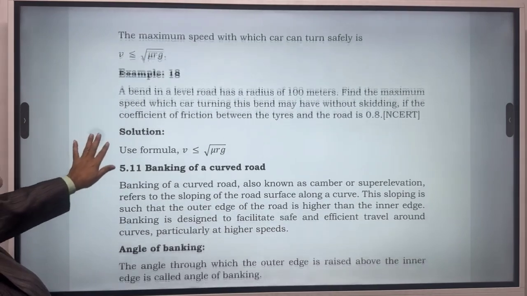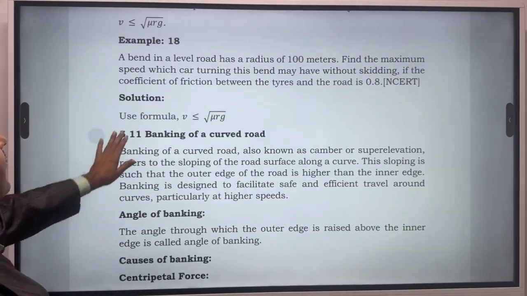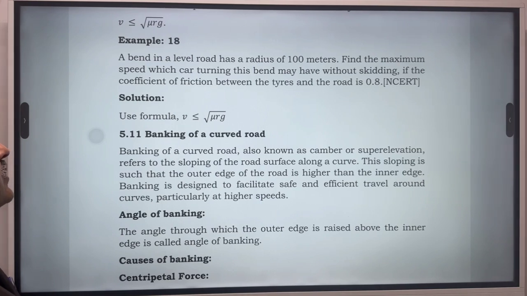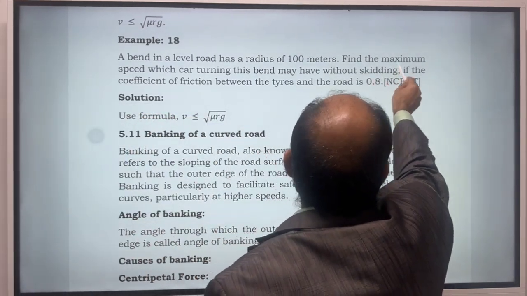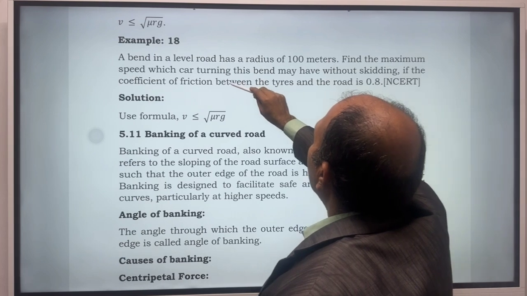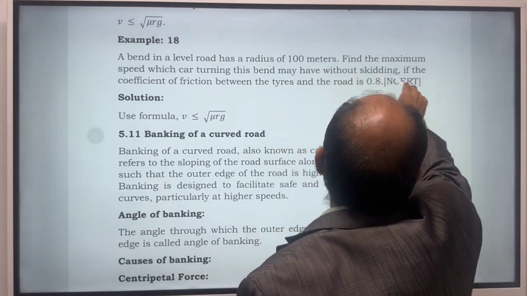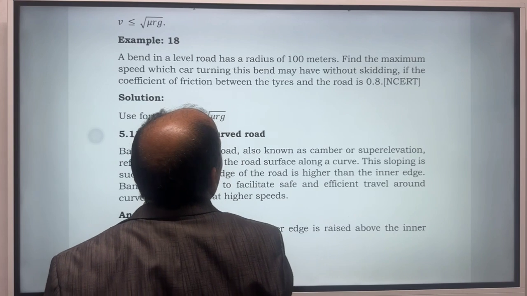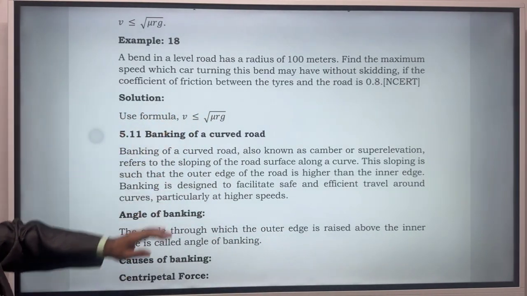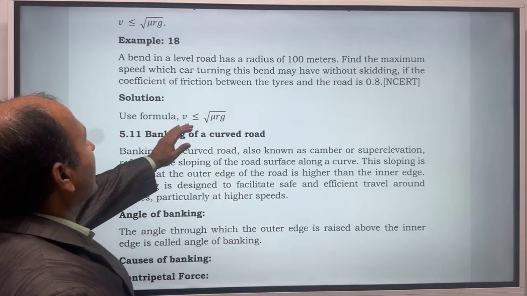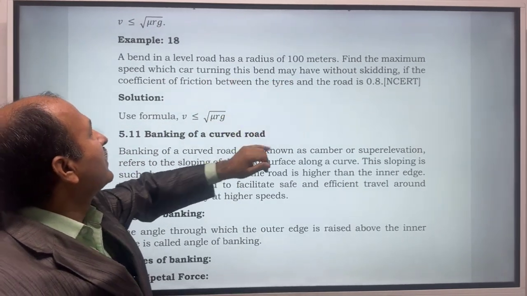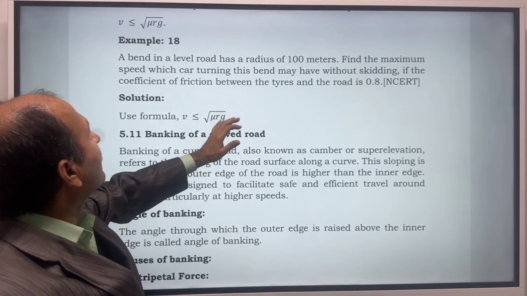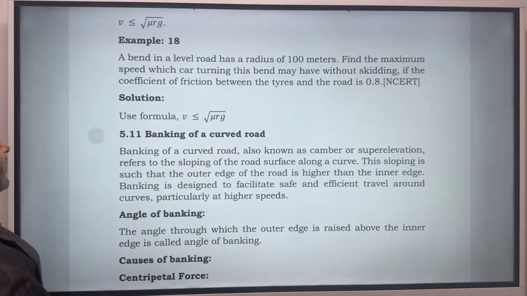So let's see one question. The question says a bend in a level road has a radius of 100 meter. Find the maximum speed with which a car turning this bend may have without skidding. You have to find out the maximum speed that the car can take, and it can take the turn without skidding if the coefficient of friction between the tires and the road is 0.8. So here you have to apply this formula: v is less than or equal to root of mu rg. Radius is given as 100 meter and mu is given as 0.8, and then you can put the value of g as 10 or 9.8. You will get the speed.